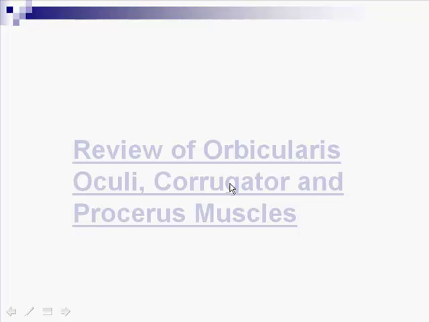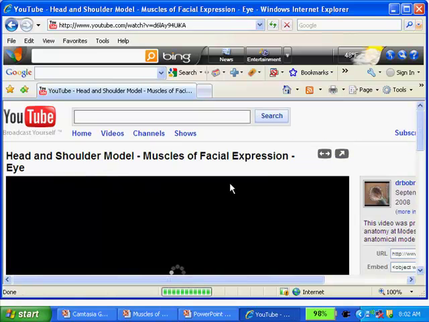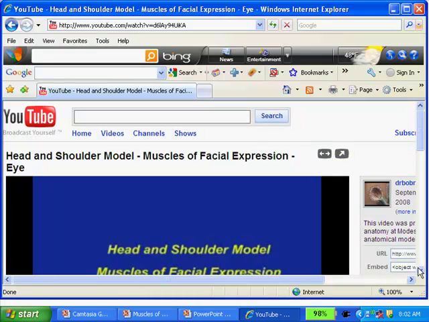Here is just a review on the orbicularis oculi, corrugator, and procerus muscles.